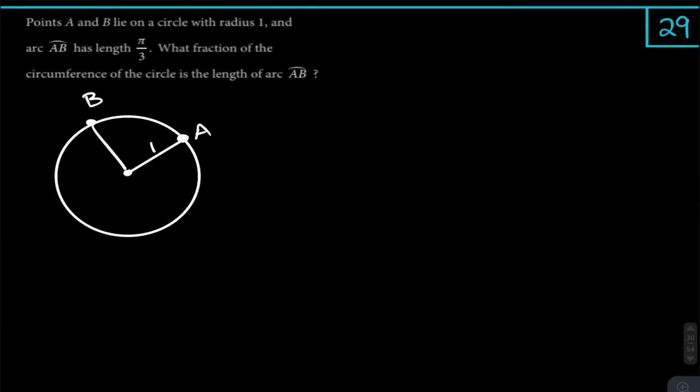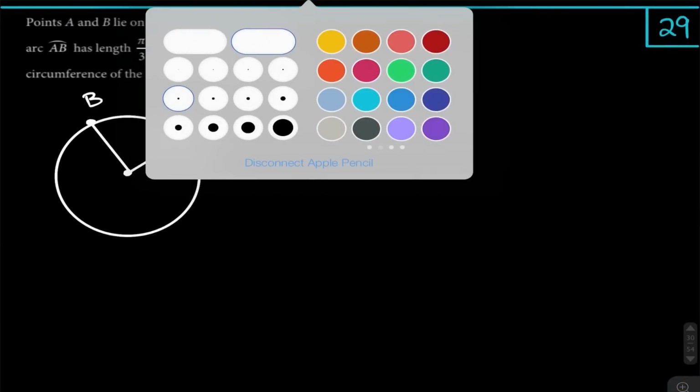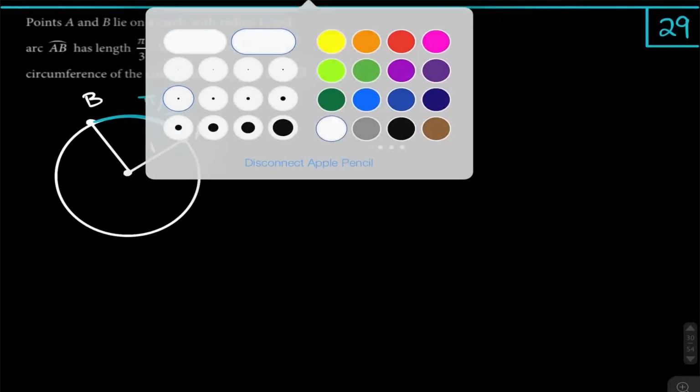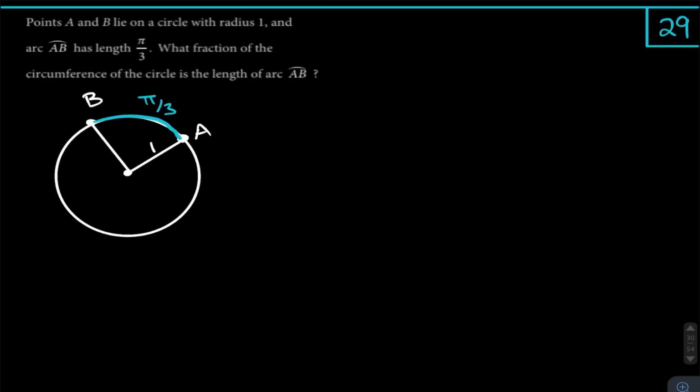So this arc right here, AB, length of pi over 3. Awesome. So it's saying what fraction of the circumference of the circle is the length of arc AB? So what fraction of the circumference of the circle is this piece right here?